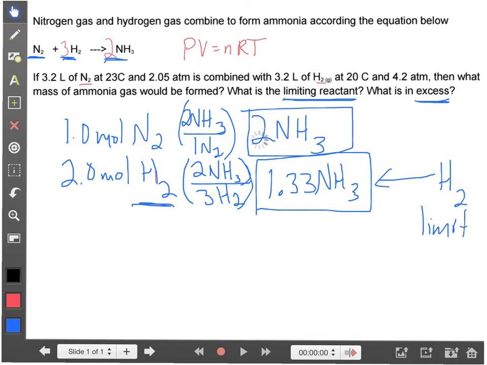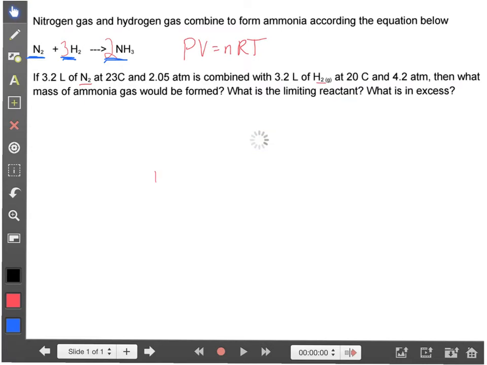And the N2 would be in excess. We'd have extra nitrogen gas, some of which would not react. So when we're solving for this problem, we're really going to do the exact same thing, except we're going to use PV=nRT to figure out the number of moles of each gas in order to figure out which is limiting and which is in excess. So that's what we're going to do. We're going to plug the values into PV=nRT right now.